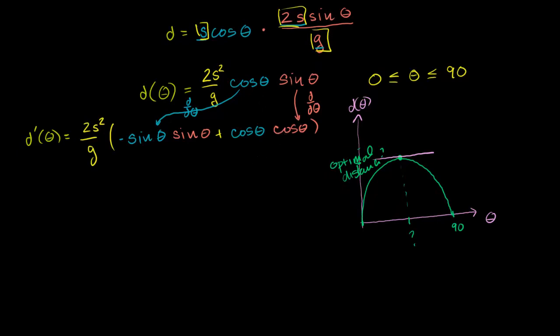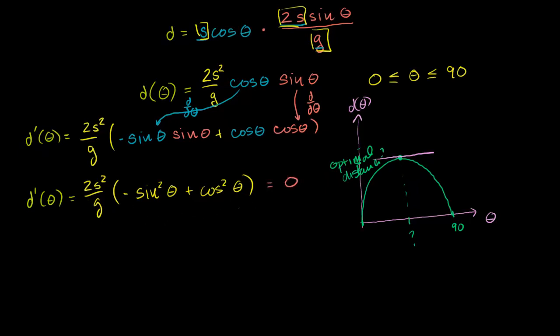Now what does this give us? We can simplify this a good bit. So we could write the derivative d prime is equal to, we could keep this constant out there, 2s squared over g times. Now negative sine of theta times sine of theta, that's just negative sine squared of theta. And then cosine theta times cosine theta, that's just plus cosine squared of theta. Now, what we just said is we want to figure out the point, the angle at which this derivative, or the instantaneous slope, is 0. So let's set this thing equal to 0. So we just have to solve for theta now.